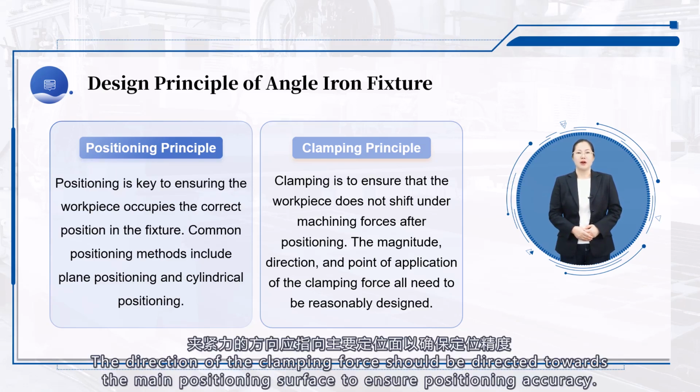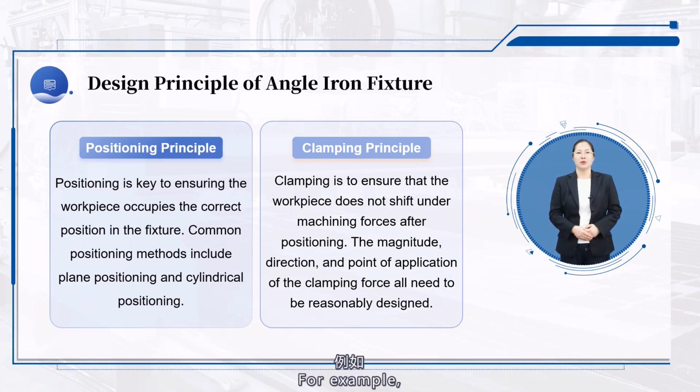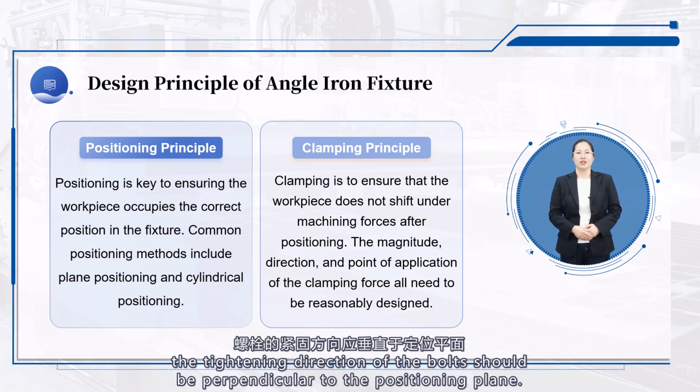The direction of the clamping force should be directed towards the main positioning surface to ensure positioning accuracy. For example, when using bolts for clamping, the tightening direction of the bolts should be perpendicular to the positioning plane.